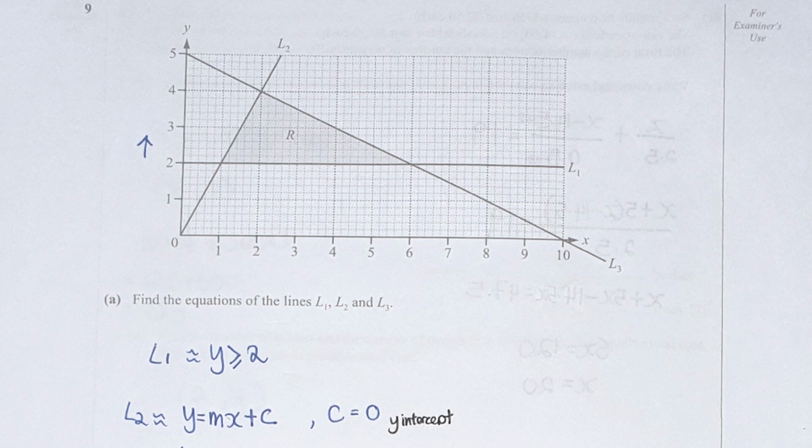Question 9. Find the inequalities of L1, L2 and L3. As usual, I will find L1 first, because the rule of thumb for identifying inequalities is to do the horizontal and vertical lines first. So L1 is actually y more than or equal to 2.